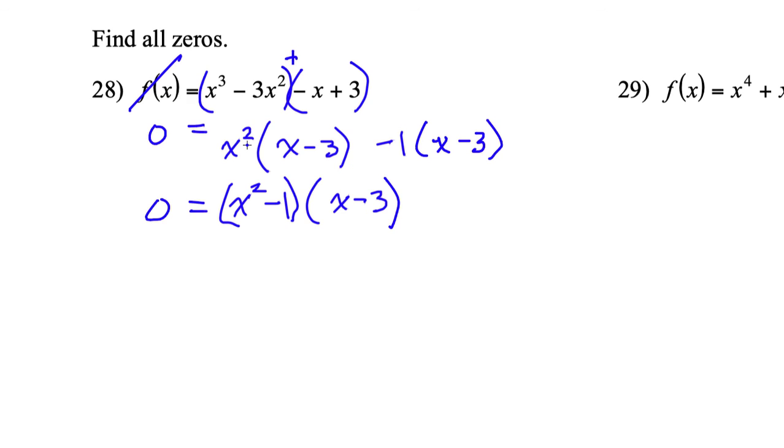I still need to factor one more step because this can be factored. That is, what is it called, someone?